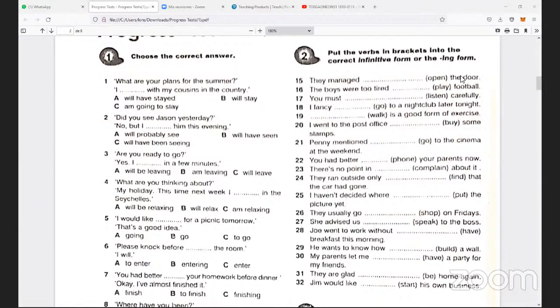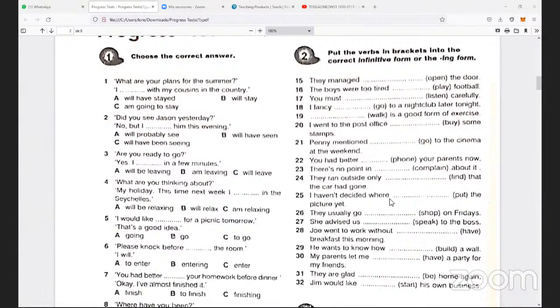They ran outside only to find that the car had gone. Very good. I haven't decided where to put the picture yet. Okay, in this case, it is only to put, because we're going to consider this the verb, decide. This is like only separating these two, but we have to realize the verb, okay? Because where is not a preposition, it's only a word.